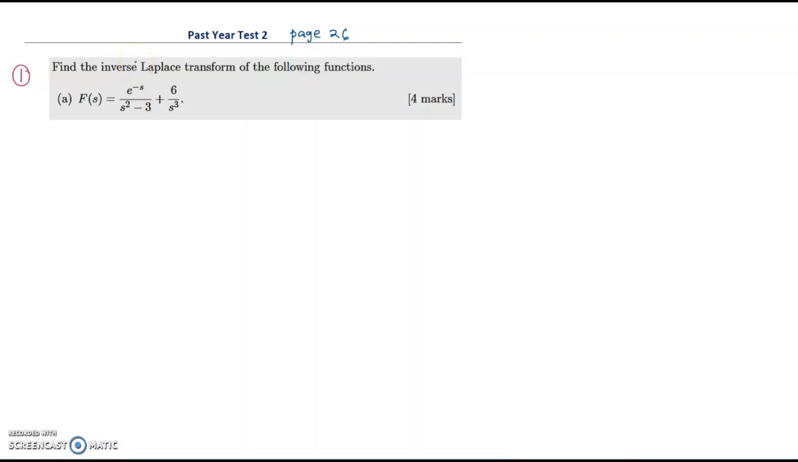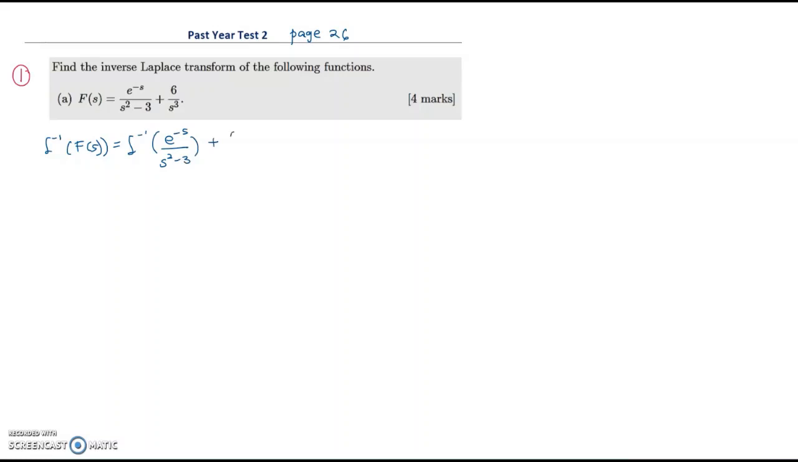Okay, let's try a few problems from the past year test 2. Please refer to your notes on page 26. For the first one, find the inverse to the F(s) given in that form. Meaning that we want to find the inverse of e^(-s) over s squared minus 3.